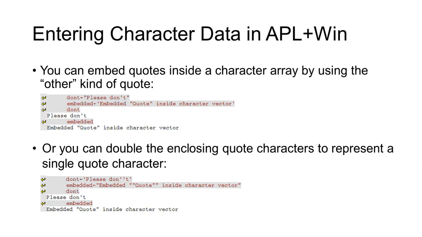Or, as you all know, I can also double up the outer delimiter character. So I can say quote, please DON quote quote T quote, and the doubling of the character represents a single occurrence of that. As you can see here, we can do the same with the opposite delimiter, the double quote character. So this is all completely standard, and I'm sure you're all intimately familiar with that.